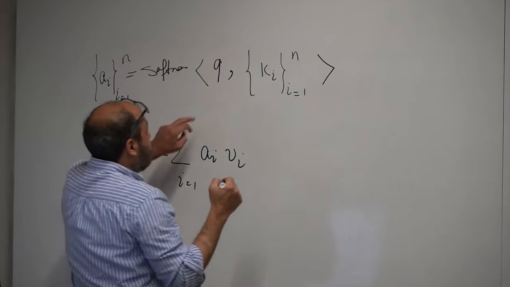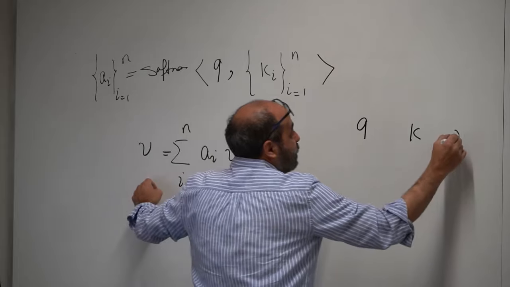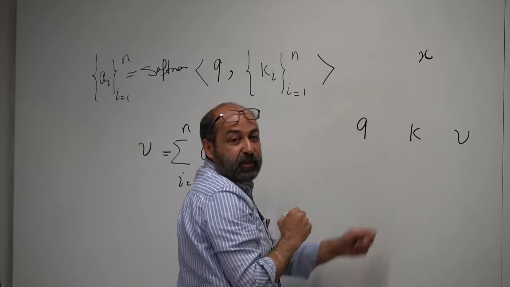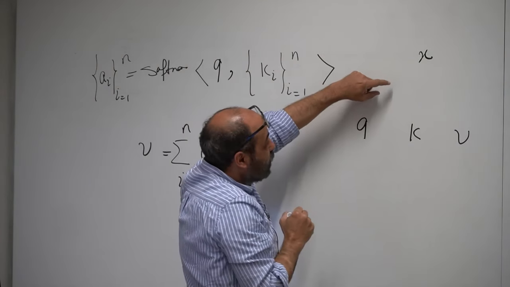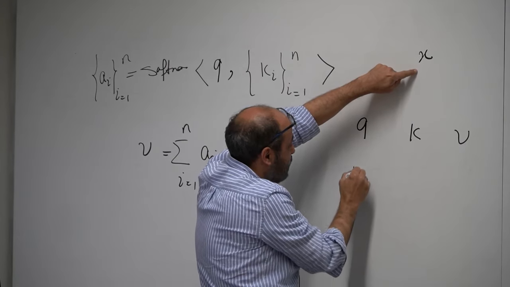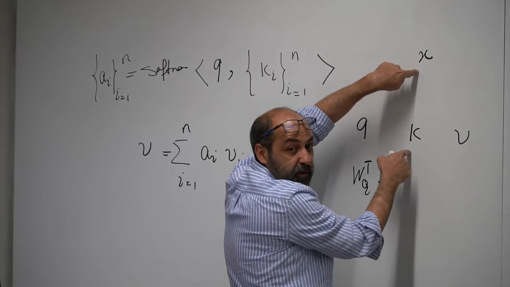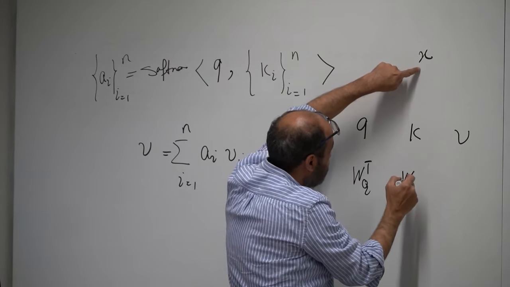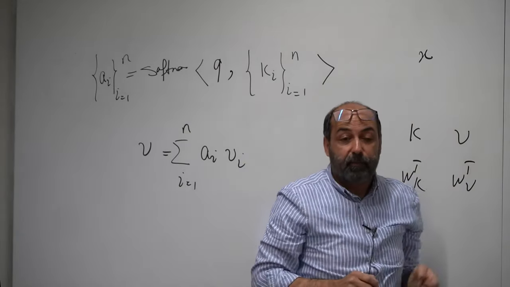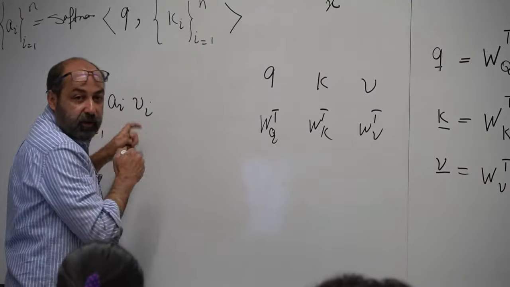But what I said is that query, key, and value for a single word have three different representations. To represent Q for this word, you multiply this word by W_Q. To have the key representation of this word, you multiply this word by W_K, and this by W_V. That's why I put W_V here. This W_V times e is my v_i.